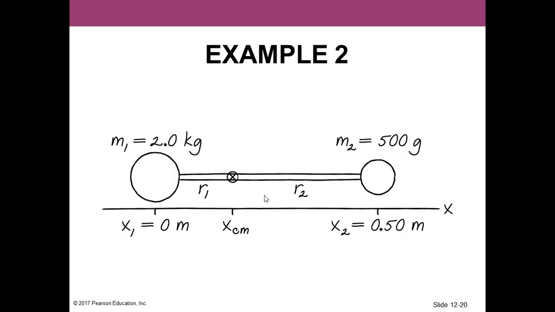So because M1 is bigger, we expect the center of mass to be closer to M1. Then we can estimate it somewhere there, closer to M1. But if these masses were identical, of course the center of mass would be in the middle of the balls.